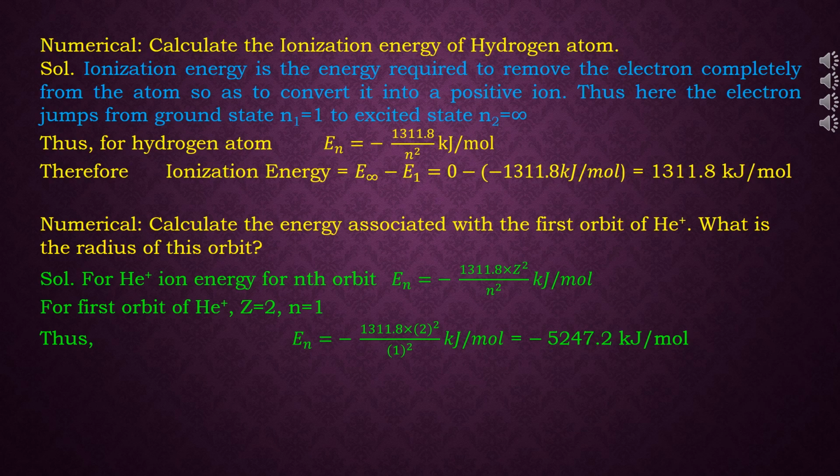Students, in this numerical we are also asked to find the radius of the first orbit of helium positive ion. So radius of nth orbit Rn is equal to 0.529 n square upon z. Here the value of n is equal to 1 and z atomic number is equal to 2. So Rn is equal to 0.529 1 square upon 2, which comes out to be 0.2645 angstrom.